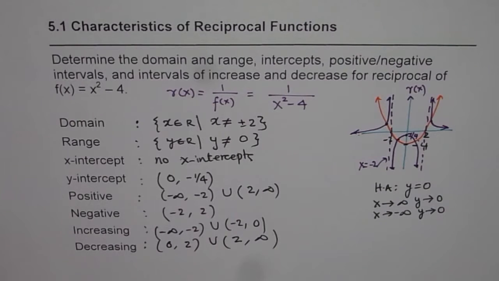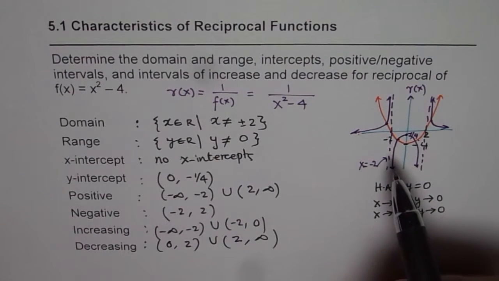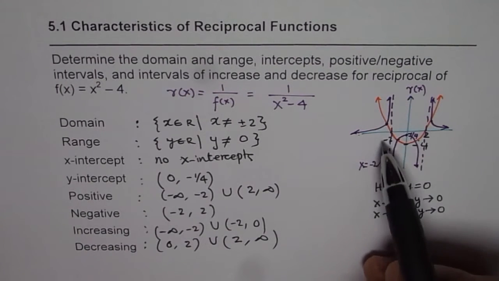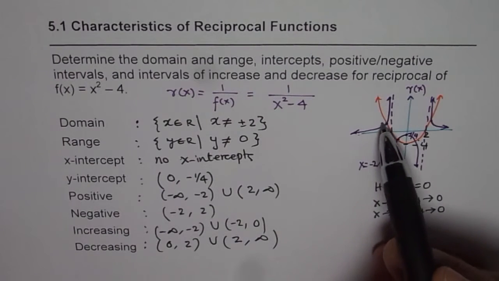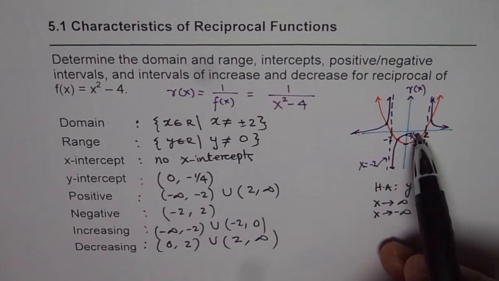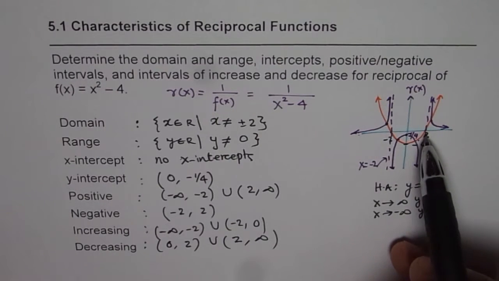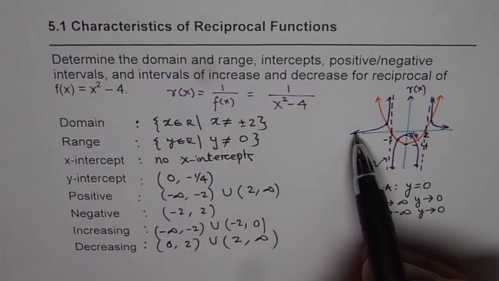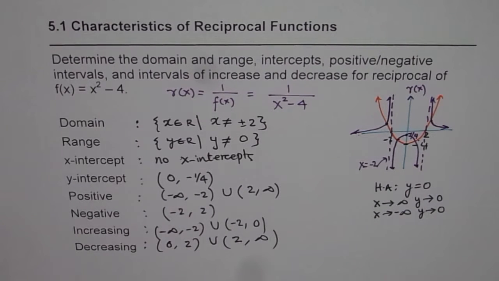I hope you appreciate it, right? So what you see here is wherever the parabola, the function, decreases, in those intervals the reciprocal increases, right? Wherever the function is positive, the reciprocal is also positive, negative, the reciprocal is also negative, right? And the x-intercepts of the function translate to vertical asymptotes for the reciprocal. The end behavior, where the function is approaching infinity, the reciprocal is approaching 0, right? So that is how we can relate the function with the reciprocal function and understand different characteristics.